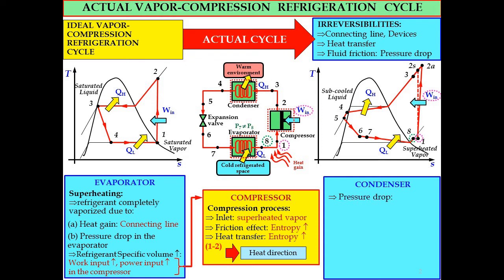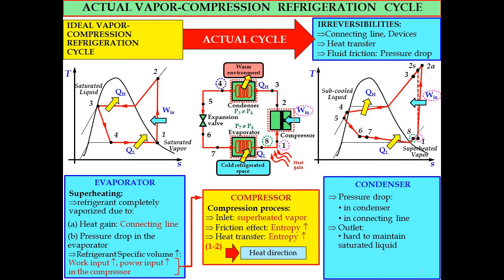Okay, now at the condenser, in the condenser also we have pressure drop, where now during the heat rejection process, the pressure is not constant, because now we consider the actual cycle. So P3 is not equal to P4. So in the connecting line also we will have pressure drop. Okay, so for example, point number 4 and also point number 5. So pressure at point number 4 is not equal to the pressure at point number 5.